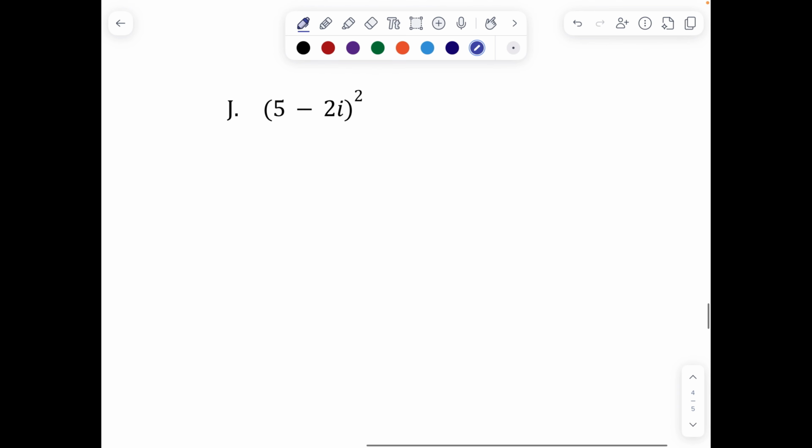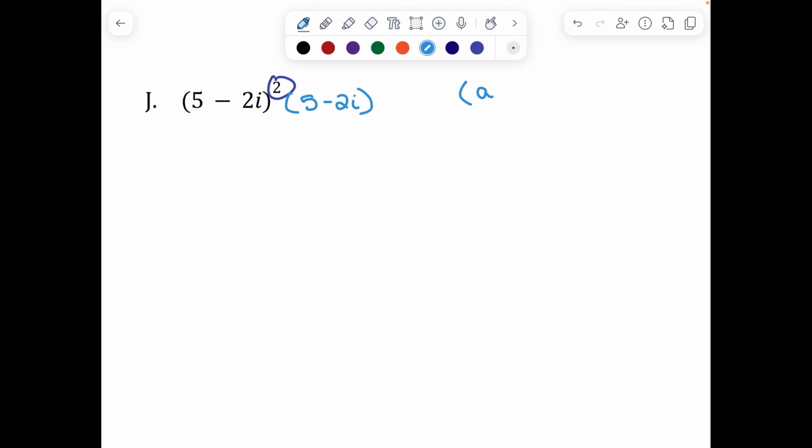Okay, j, we have 5 minus 2i squared. So remember, this is a binomial theorem, right? So if you need to, rewrite this as times 5 minus 2i, or remember our formula for a minus b squared. That's just going to be a squared minus 2ab plus b squared. So either way, use whichever method works better for you.